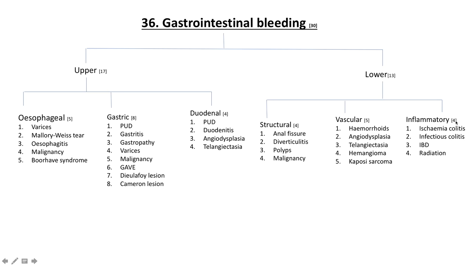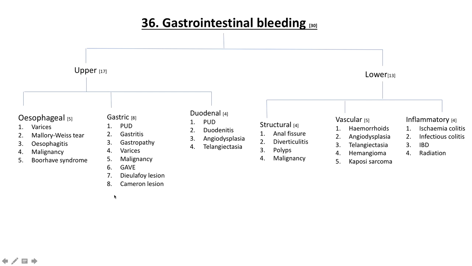Upper GI bleeding, we said, is esophageal, right? In the way of esophageal varices. So this usually you have in the setting of cirrhosis with portal hypertension, right? A Mallory-Weiss tear from repetitive retching, often in alcoholics, right? Esophagitis, malignancy, watch out for Barrett's esophagus, and Boerhaave syndrome, okay?